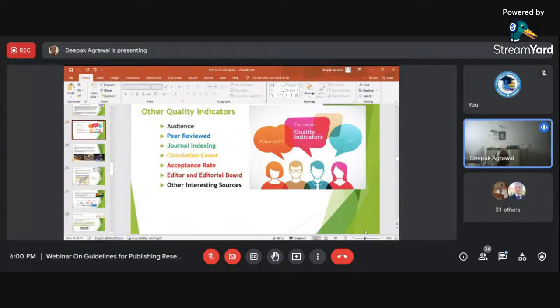So again, we have determined the quality journal, which one we need to go upon. Besides that, we need to consider a few more elements while you are going for the publication. And once again, the audience: what is your target audience?